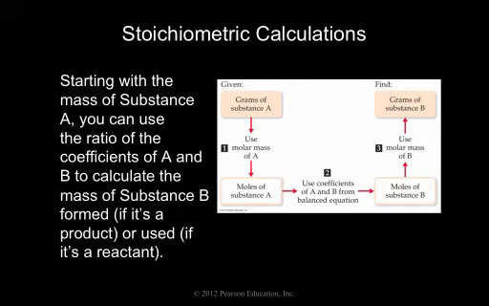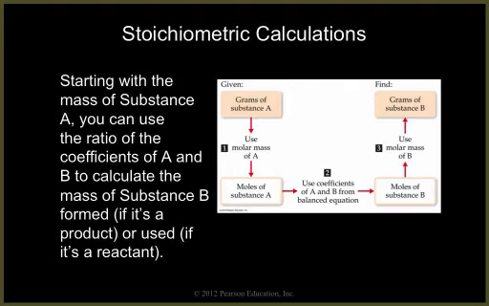If you remember from before, this is kind of like a mole conversion, but a little more on both sides. So we can start with grams of A, which is what we have right here. We can use the molar mass to get to moles of A. Then we use those coefficients from the balanced equation to get to moles of B. Then from that we can use the molar mass of B to go to grams of B.